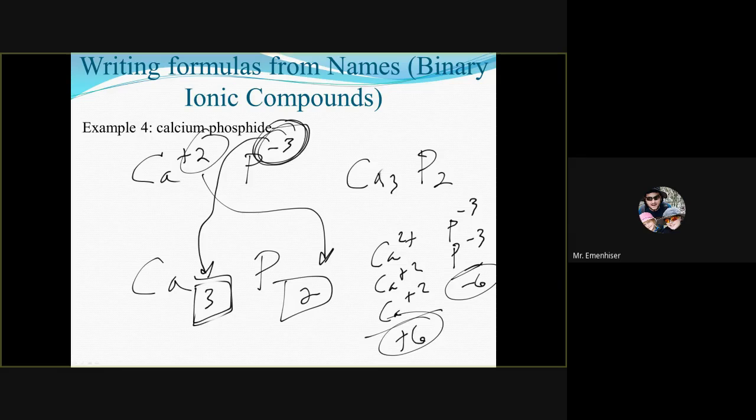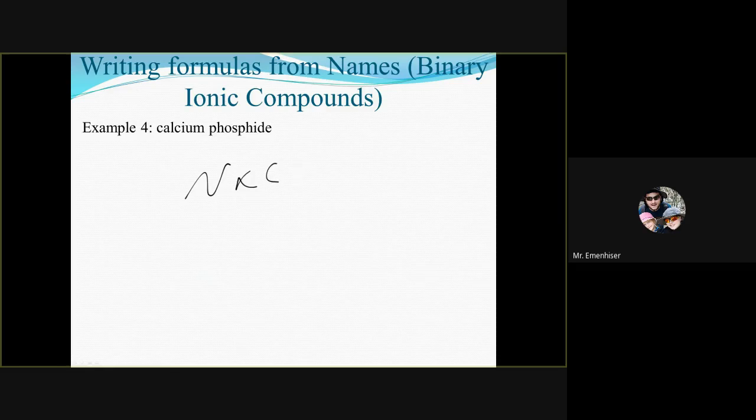Keep in mind, though, when we write the formula for this guy right here, Ca3P2, we want to make sure that the formula represents the smallest ratio between the elements. Okay, I'm going to explain what I mean in a second. Okay, so let's say I had sodium chloride, and I wanted to write the formula for it. Well, NaCl is actually correct. That's one possible answer.